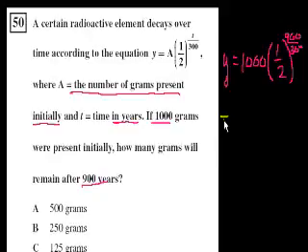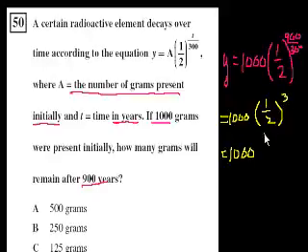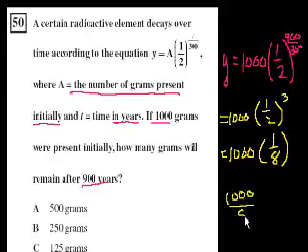So this is equal to 1,000 times 1/2 to the, what's 900 divided by 300? It's just 3, right? And so that equals 1,000 times, what's 1/2 to the third power? It's 1/8. 1/2 times 1/2 times 1/2. And so we get 1,000 divided by 8, which is 125. 125 grams are left in 900 years, and that is choice C.